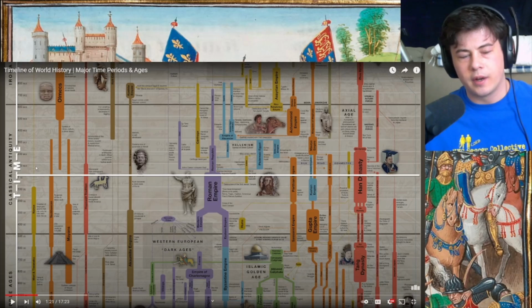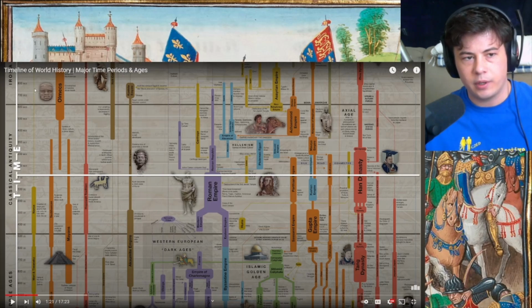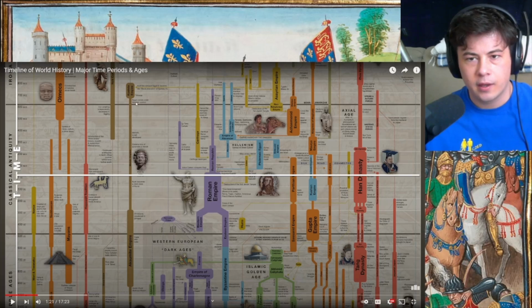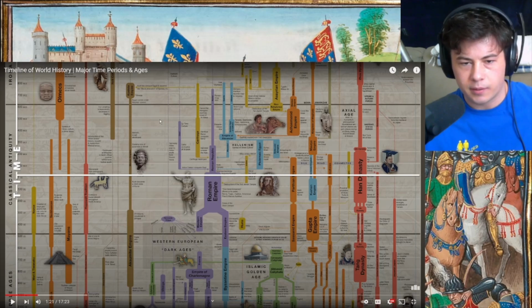Yeah, I really don't like linear, equidistant, because there's so much less recorded history when you go way further back.